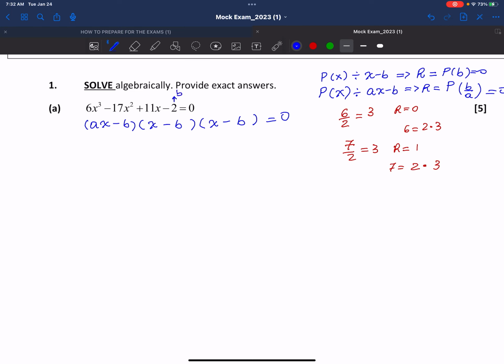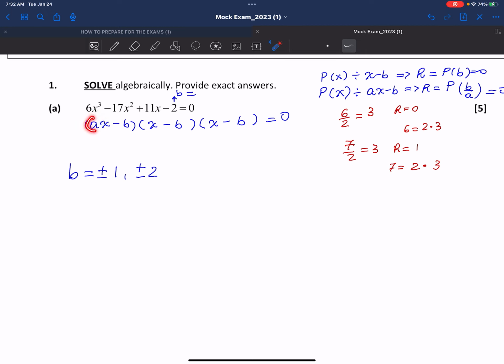So the values of b must be factors of the constant term because the constant term is made by the product of these b values. Since the constant term is negative 2, the b values might be plus or minus 1 or plus or minus 2. On the other hand, if we're looking for factors of the form ax minus b, then we need to take care of the coefficient a.